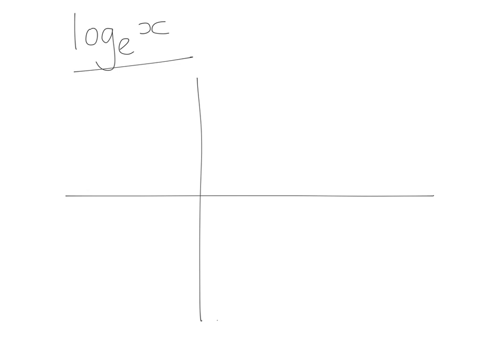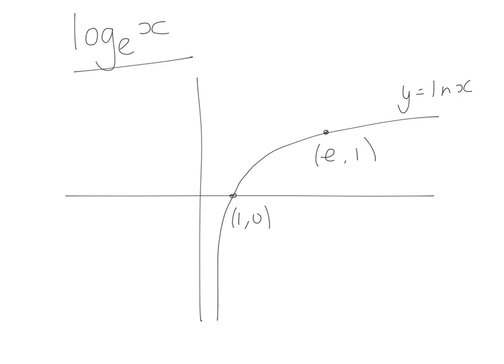Okay, now the graph of y is equal to log to the base e of x. We're going to have that same shape again. We're still going to have that point 1, 0. The only one that's going to be different is this other point here because our base is different this time. So it's e, 1. That's y is equal to ln x, or y is equal to log to the base e of x.